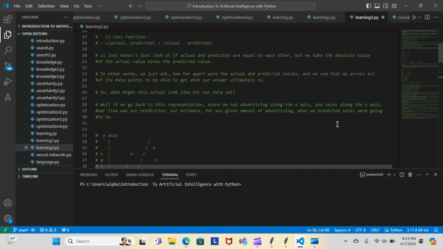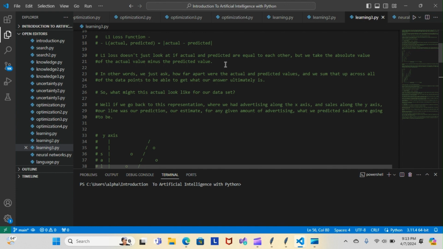Yesterday we were discussing the L1 function, and tonight we're going to pick up where we left off from that. So L1 doesn't just look at if actual and predicted are equal to each other, but we take the absolute value of the actual value minus the predicted value. As you can see, that's the function here. That'll be this: L(actual, predicted) = |actual - predicted|. In other words, we just ask how far apart were the actual and predicted values, and we sum that up across all the data points to be able to get what our answer ultimately is.